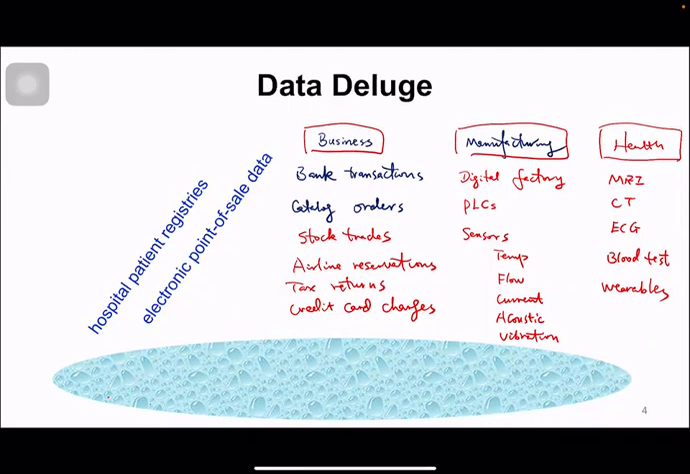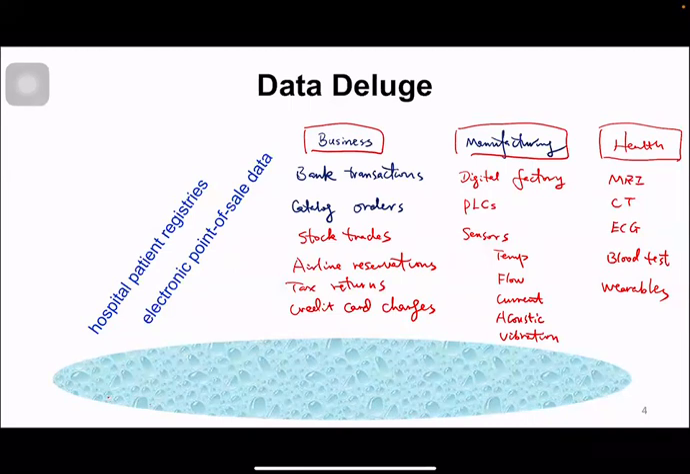And manufacturing has data. Now we're talking about Industry 4.0, the fourth revolution of the industry. So with digital factory and smart manufacturing, we are using a lot of sensor networks and PLCs. PLC stands for Programmable Logic Controller. They are widely used in the manufacturing plant. And sensors: we could have temperature sensors, flow sensors, current sensors, acoustic sensors, vibration sensors.